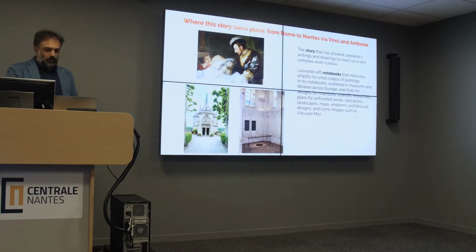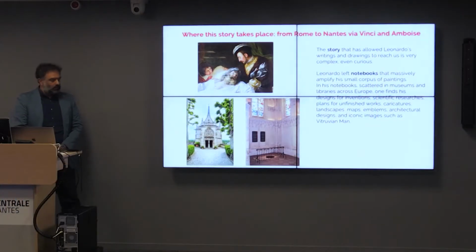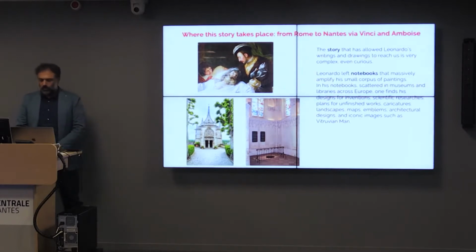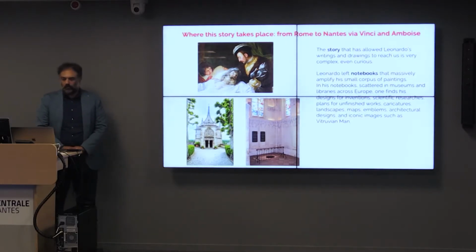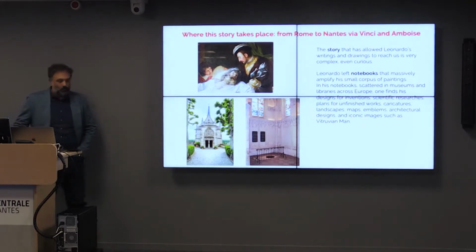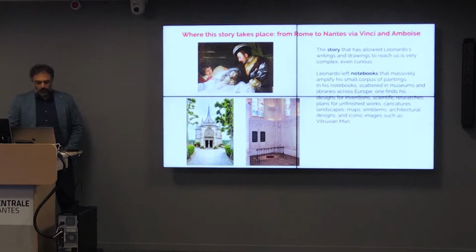His notebooks are scattered today in different museums and libraries across Europe, and they contain an amazing quantity of heterogeneous material: designs for inventions, scientific research, plans for unfinished works, caricatures, landscapes, maps, emblems, architectural designs, and iconic images such as the famous Vitruvian Man. In the next slide, I will briefly tell you how the drawing we study left the city of Amboise and reached its final destination.